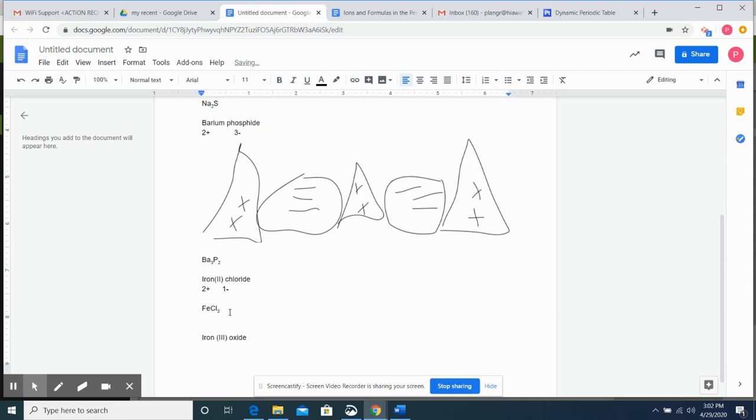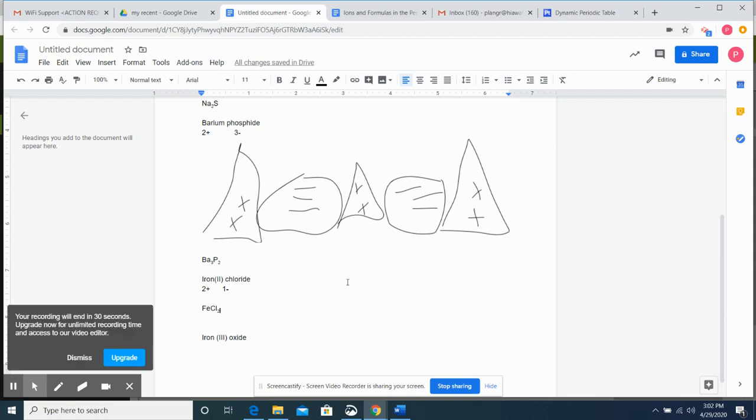Now, what is that telling you? It tells you that if I drew a picture of this, I would need 1 iron that would have a 2+ charge, and I would have 2 chlorides that each have a 1- charge, okay? So this is the formula. The name does not tell you the formula. It tells you how to draw the picture with the charges, and then you can write the formula.